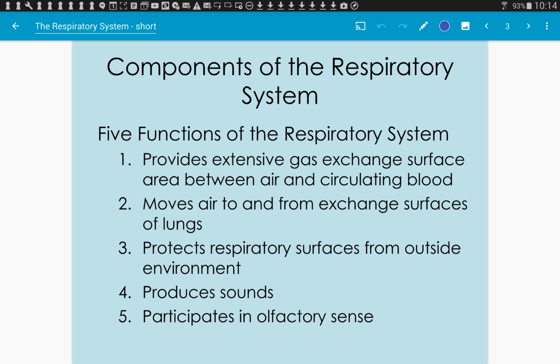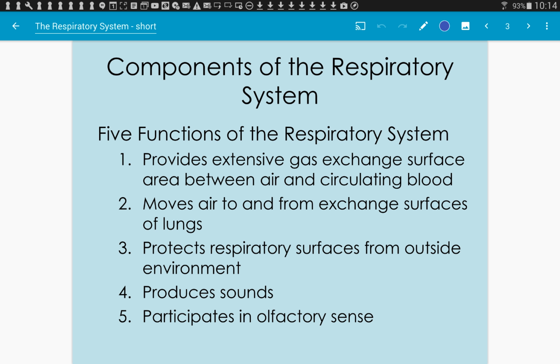Okay, so, sorry, I look at the board expecting to point things out to you. There are 5 important components or functions to the respiratory system. I always ask a question about this on a quiz or an exam. Whenever we have a list of things, you should know those, okay?